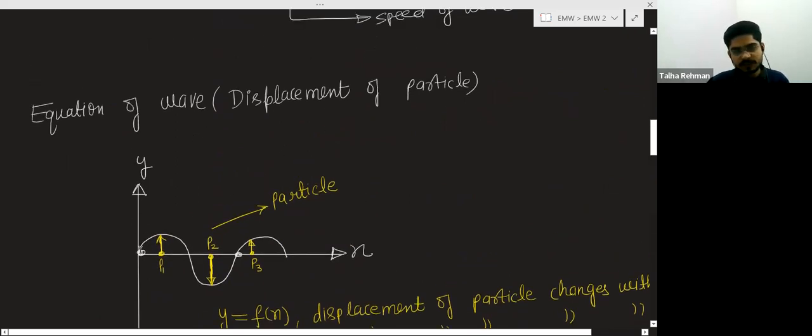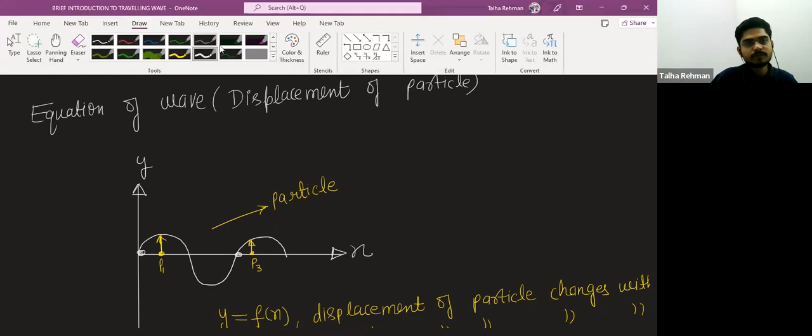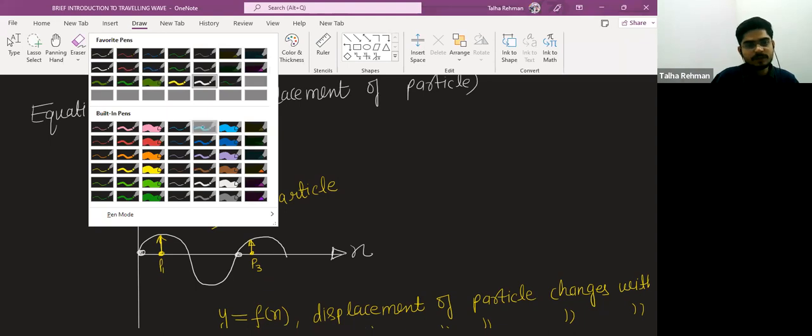So basically, suppose this is a wave, and this is the x-axis and this is the y-axis. This wave is traveling in some medium. Suppose this wave is traveling in the medium air.